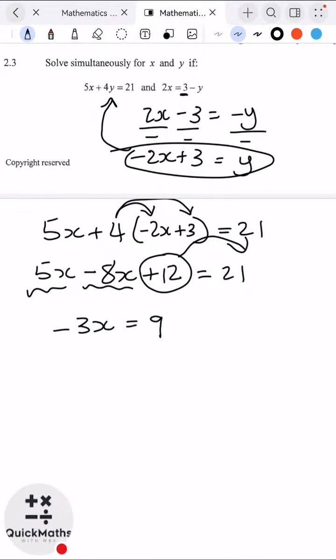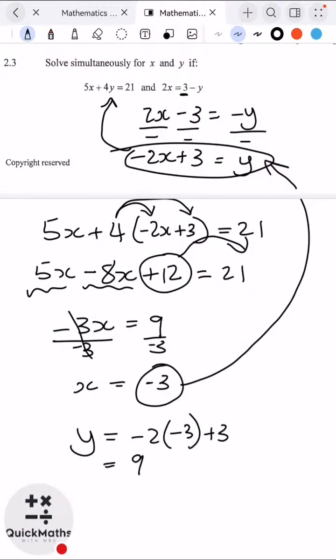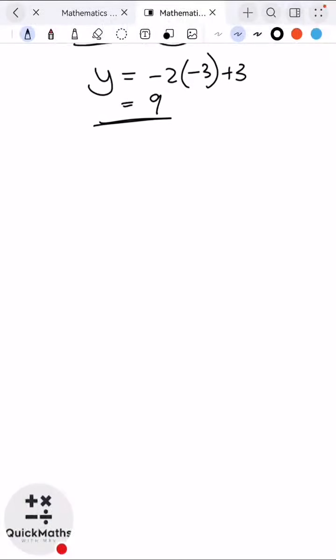I want to get rid of the negative 3, so divide both sides by -3, and x is equal to -3. We wanted x and y, so we're going to take this -3, and we're going to substitute it back anywhere, but I'm going to put it in this one, right? Because that one already has y as the subject, and I'll say y is equal to -2, our x was -3, plus 3. -2 times -3 is +6. +6 plus 3 is 9. So there I have my x value and my y value, right? That was our simultaneous question.